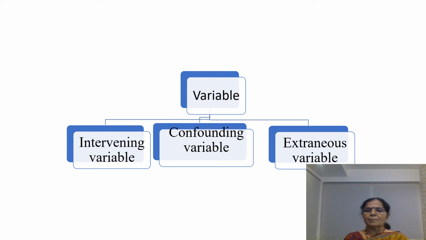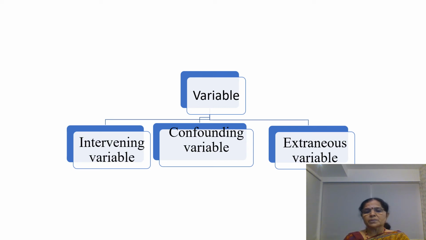In this example, extra hours of coaching influence the performance in English by increasing the practice, which is the intervening variable or the mediating variable. It's also known as mediating variable.